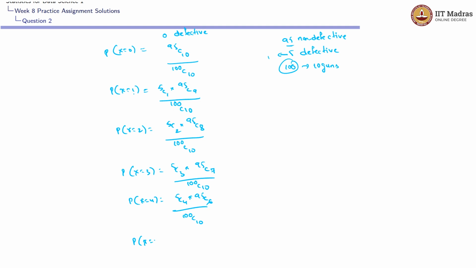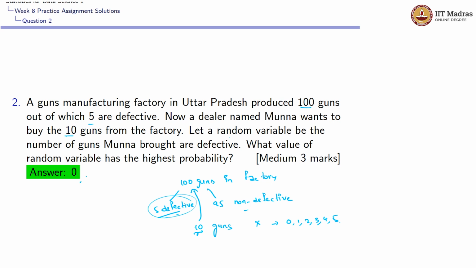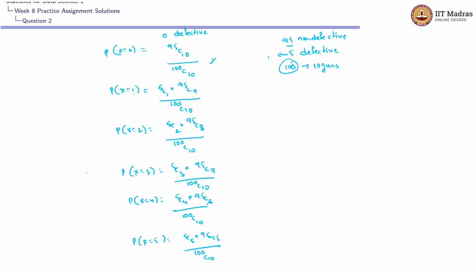P of x equals 5 would be 5C5 into 95C5 divided by 100C10. And if we compute the values of this, P of x equals 0 would have the highest possible value. So the answer would be 0. For the random variable value of 0, we will have the highest probability. P of x equals 0 would be highest.